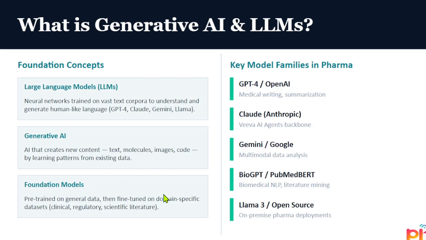Llama 3 is one of the on-premises pharma deployments, which means on-premises is local software that will be installed on the local PC. For example, we had GTA Vice City in the earlier days. Those games are offline games which can run locally on the PC, right?